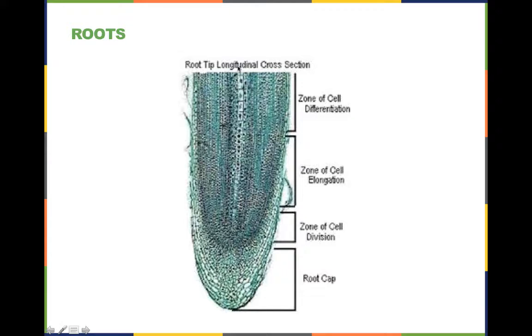This is a longitudinal cross section of a root tip, with the root tip being down here, and you can divide the root into several zones. There are 4 zones shown here. The first is the zone of cell differentiation, which is where the undifferentiated cells differentiate into cells that are committed to being root cells. The zone of elongation, which is the area where the root becomes longer. The zone of cell division, which is where cells divide and again cause the expansion of the root.